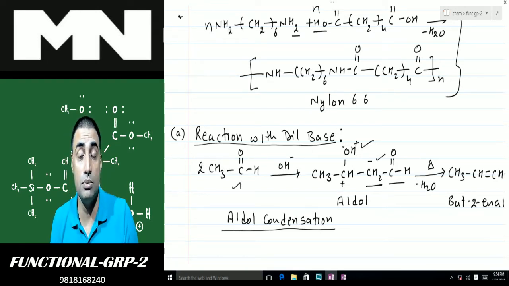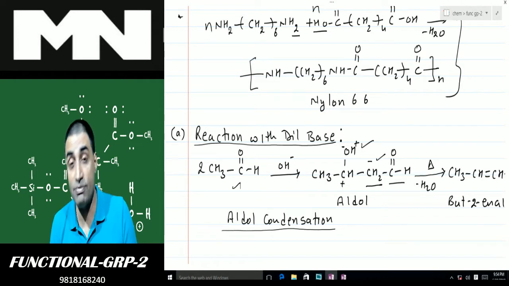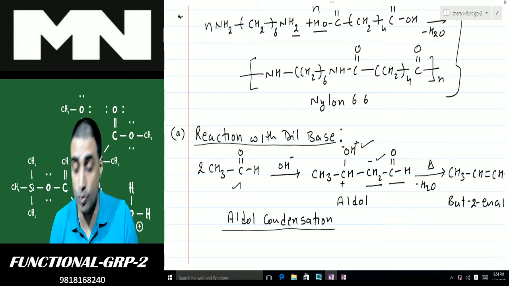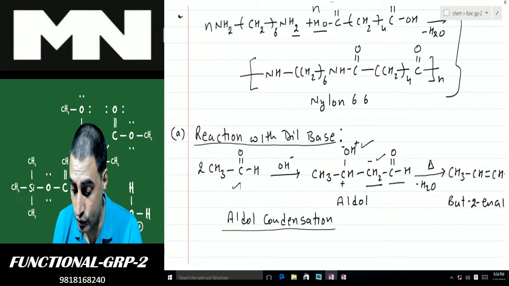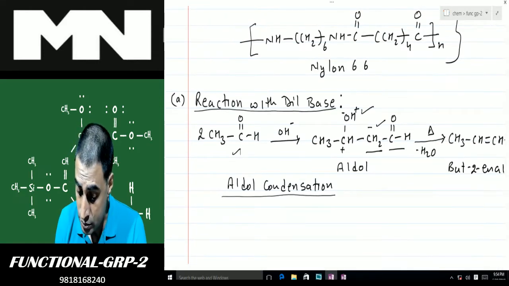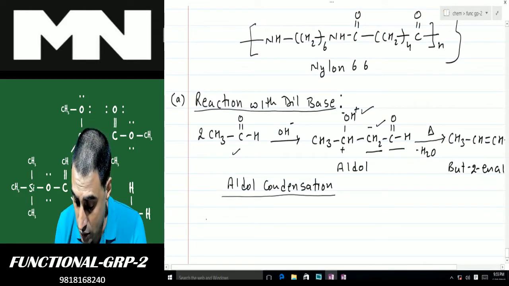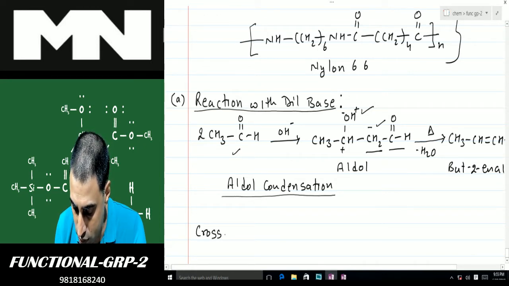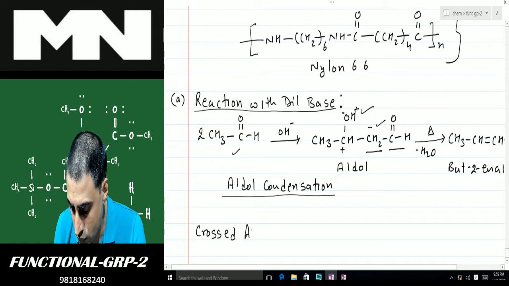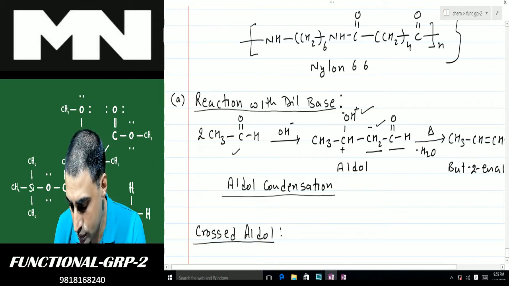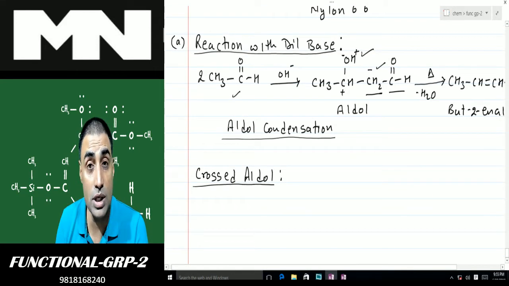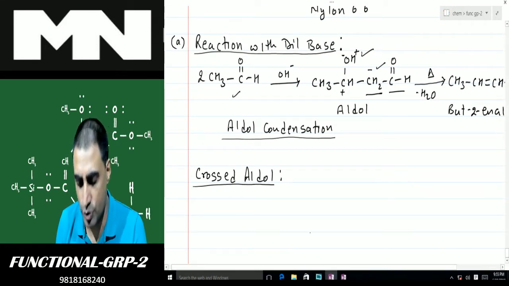Now, when I am saying at least one of the aldehyde or ketone should have alpha hydrogen atom, that means they can be different. If I am saying that they can be different, let us have a look at different aldehyde and ketone for the same reaction. We call it crossed aldol. So now I'll show you crossed aldol. In crossed aldol, I'll take an example which is given in your textbook also.